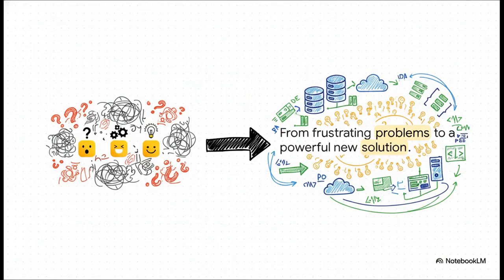So there you have it. We've gone from a whole set of really frustrating common problems to a genuinely powerful new solution. By treating our architecture as code, we can transform our documentation from a fragile, static artifact into a dynamic, reliable, and truly collaborative part of how we build software.